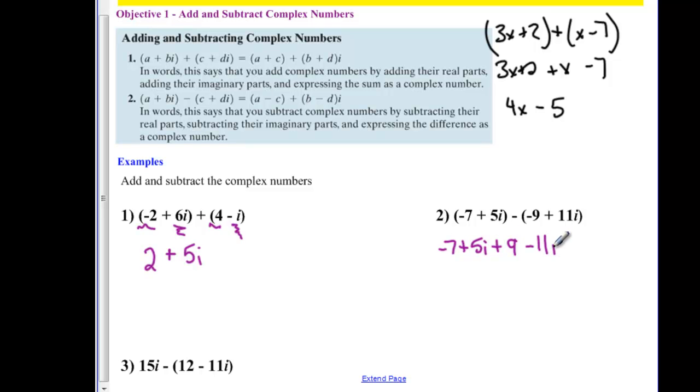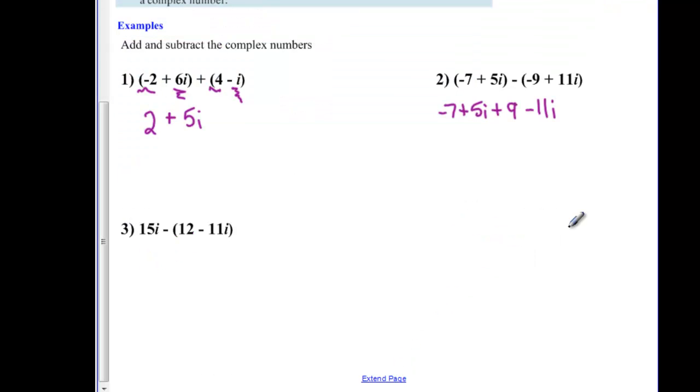Exactly, and then minus the 11i. Okay, and now it's right back to what we were doing. Combine like terms. So what's your real part? Okay, and what's your imaginary part? Yeah, negative 6i. So 2 minus 6i. Is that okay? You guys like these so far? See, they're not bad.